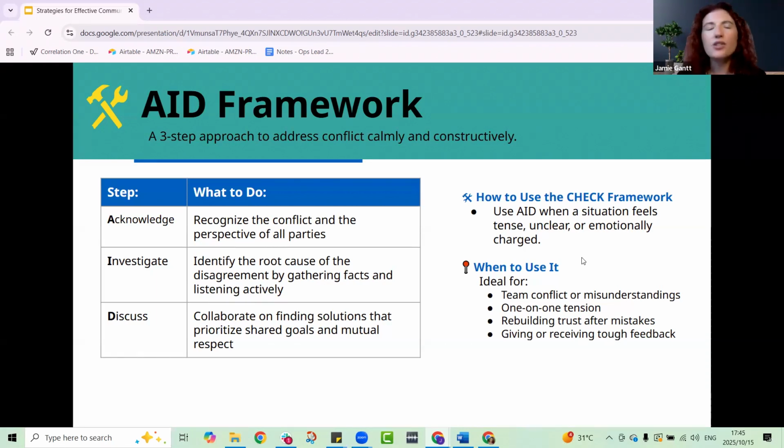Okay. So the AID framework, we want to acknowledge, investigate, and discuss. The acknowledge piece of the AID framework, if you don't take anything else away from this framework, if you just take away the acknowledge, that would be one of the most important parts.